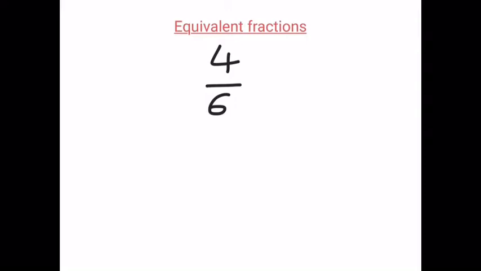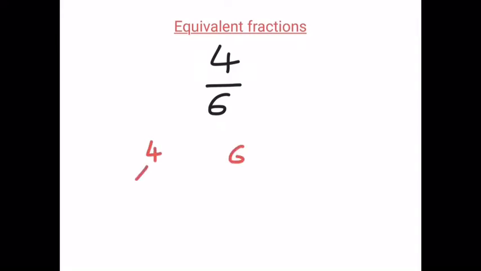So just a quick recap, the numerator, remember, is the top number in a fraction. The denominator is the bottom number in a fraction. So when simplifying a fraction, your very first step, step one, is to find a common factor between the numerator and denominator. So if you cast your mind back to when you learned factors, we've got the number 4 here and the number 6.